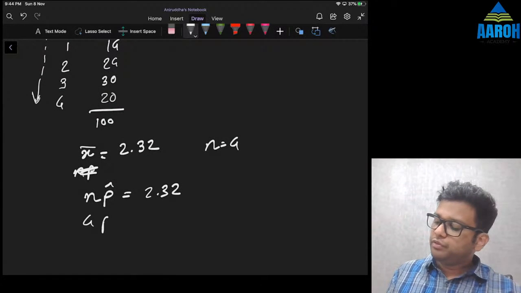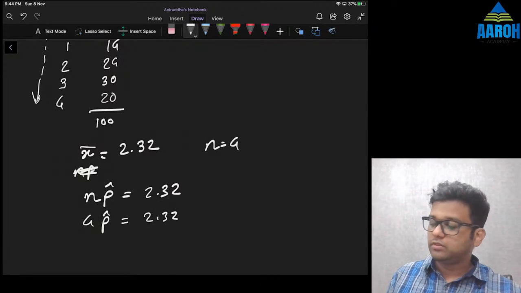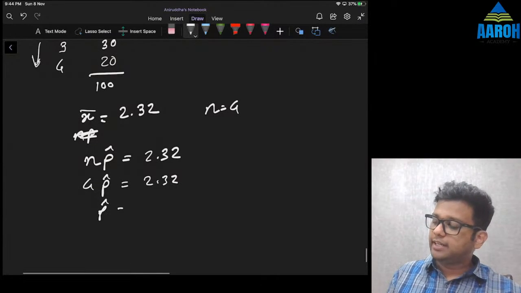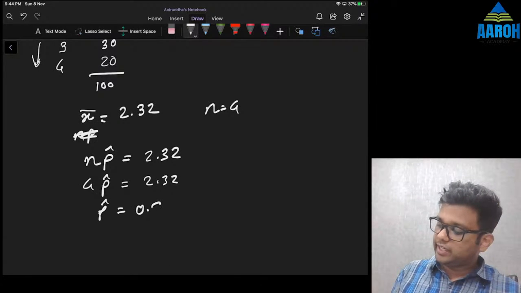N is 4, so 4 into p hat, the estimated value of p, is 2.32. That means p hat, that is the estimated value of p, is 2.32 by 4, which is 0.58.